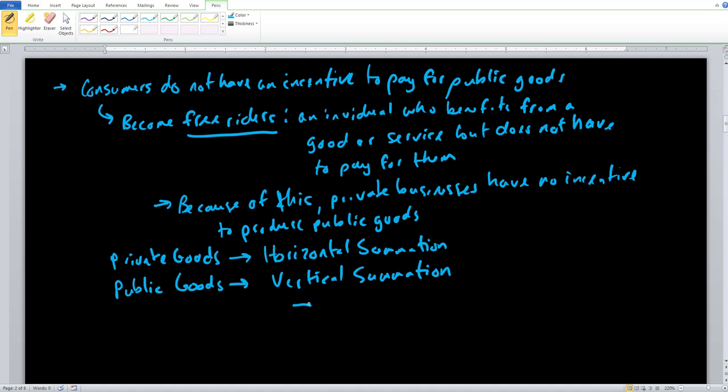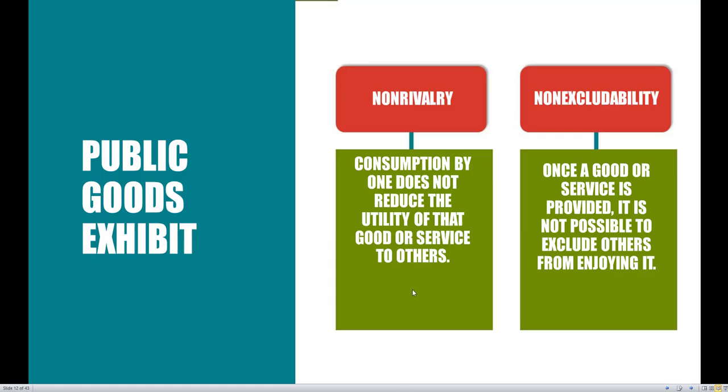So here with vertical summation, we need to add up every single price for every single quantity. So for every single quantity, add up the price. With horizontal summation, remember, for every single price you add up the quantity, but with vertical summation, for every single quantity, add up the price. So let's go ahead and see this in application.